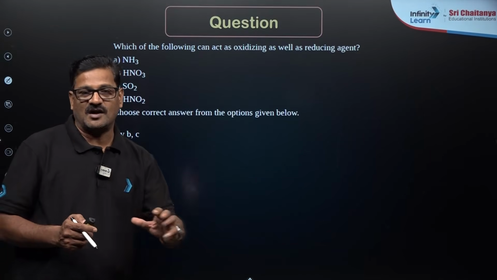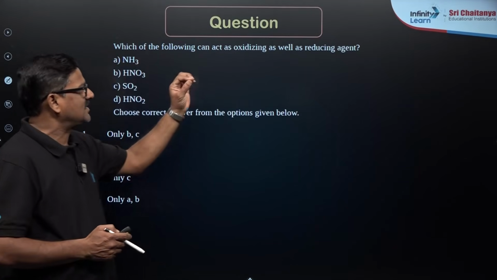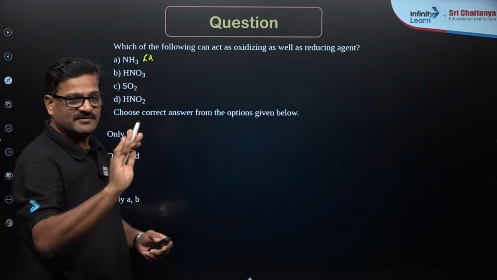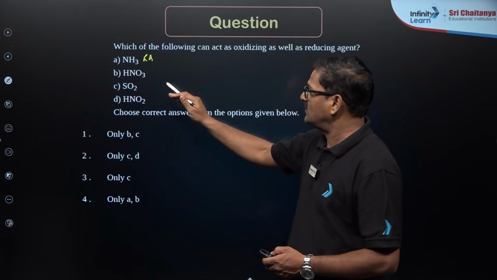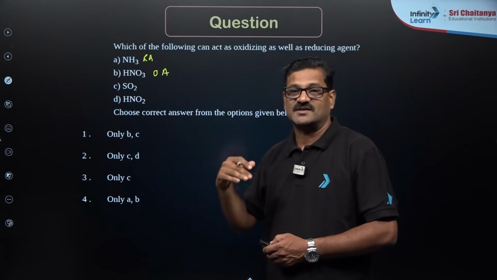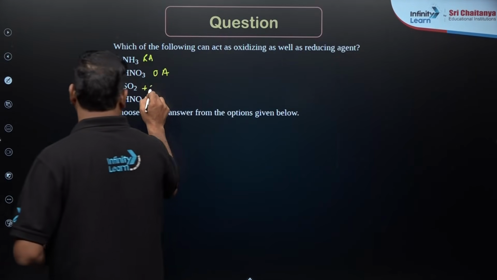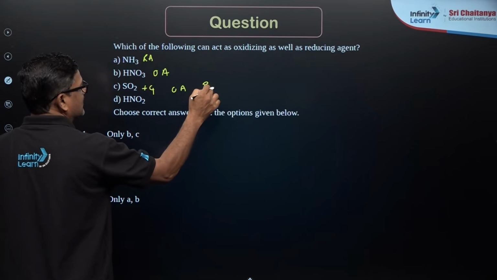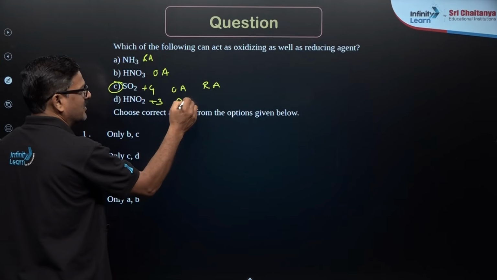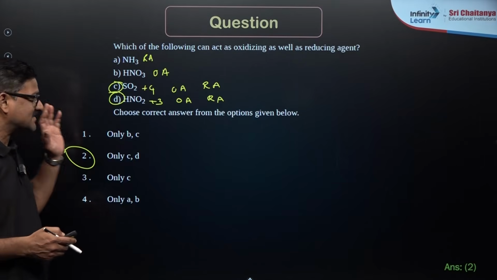Students, here is a question asking about oxidizing and reducing agents. Which of the following can be an oxidizing as well as a reducing agent? Ammonia is a good reducing agent, it can never be an oxidizing agent. And HNO3 is an oxidizing agent, it cannot be a reducing agent because nitrogen is in the highest oxidation state. Here nitrogen is in the lowest oxidation state. Sulfur shows +4 oxidation state, it can be an oxidizing agent and reducing agent. And in HNO2, nitrogen is in +3 oxidation state, it can be an oxidizing agent and reducing agent. So my answer for this question is only C and D.